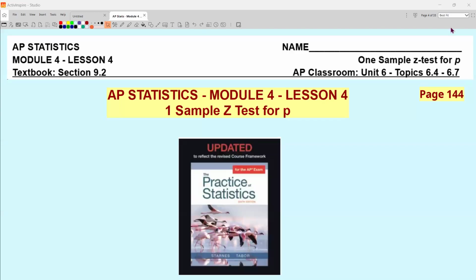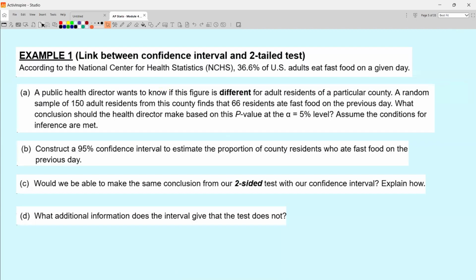Hello, statistician. Today we're going to be talking about setting up a one sample z-test for a population proportion. This is Module 4, Lesson 4 in my notes, and you can find this in topic 6.4 through 6.7 in AP Classroom. Today we're going to examine the link between a two-tailed test and a confidence interval. So let's look at Part A.